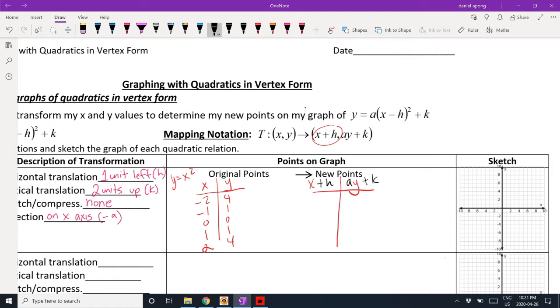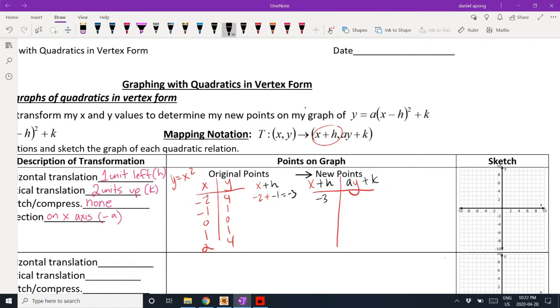So let's look at the x values first. So what we're going to do is we're going to take our x value, use red to represent the original one, and then to that we're going to add our h value. In this case, we're looking at our first x value here, which is negative 2, and to that we're going to add our h value, which is negative 1. And when we do that, that's going to give us our new h value. So negative 2 plus negative 1 is equal to negative 3. So that's going to be our new x value.